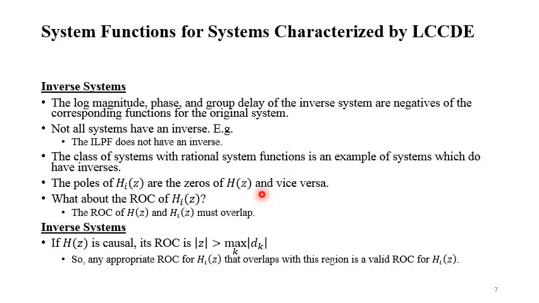And because we also need the region of convergence in case of the Z transform, in the Z domain the ROC of H of Z and H_inv of Z must overlap. Now if H of Z is causal, its ROC will be absolute value of Z greater than the maximum pole. So any appropriate ROC for H inverse of Z that overlaps this region is valid.